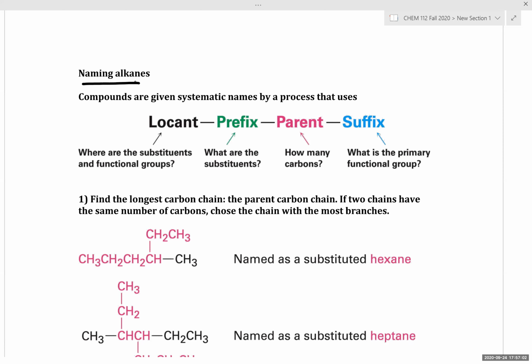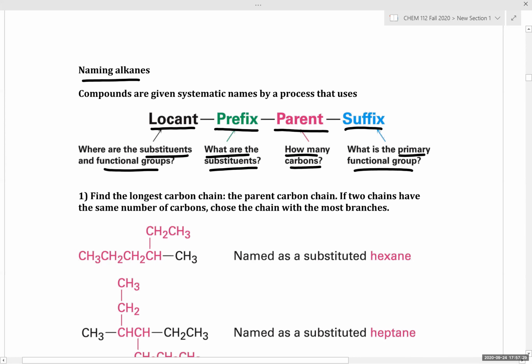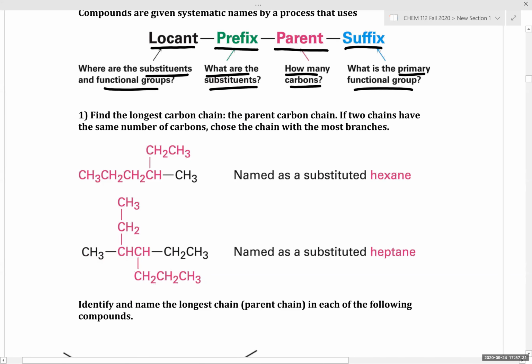So when we name compounds following the IUPAC method, we follow a systematic process where we indicate the locant, which is the location of the substituent or functional groups, a prefix that tells us what our substituents are, our parent chain, which tells us how many carbons, and a suffix, which tells us our primary functional group. So here is the naming process for these compounds.